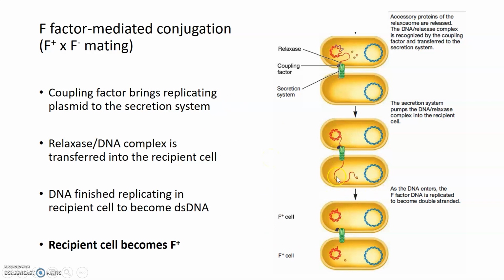Once that piece of DNA has been threaded through completely, both the F factor in the donor and the F factor in the recipient cell need to finish replicating to become double-stranded again. And that recipient cell ends up as F positive because now this recipient cell contains an F plasmid.